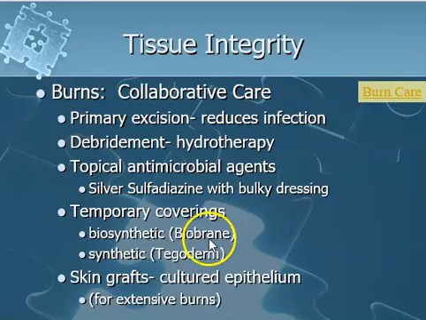Temporary coverings, you can see here, biosynthetic coverings, synthetic like Tegaderm. Skin grafts can be done to help with skin replacement, to help prevent contractures. Skin grafts can be from a donor or can be from the person themselves. They can be partial thickness, full thickness, and so there's lots of different ways that repairs can be made.